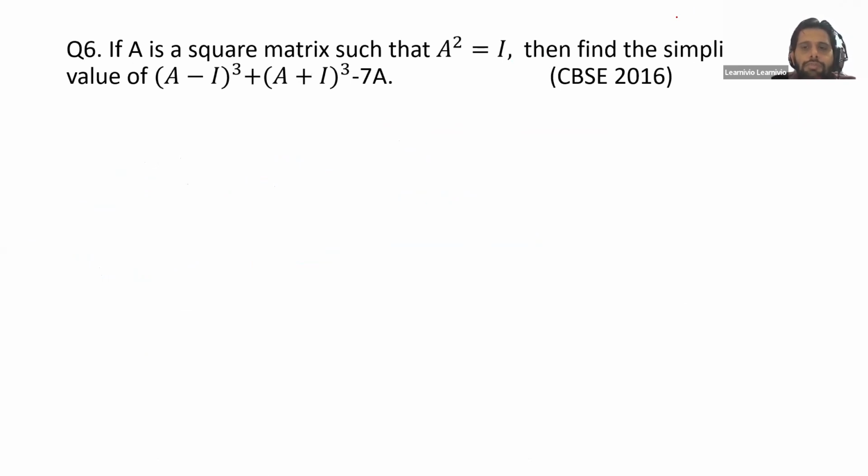Okay, so this question came in CBSE 2016. A is a square matrix, A square is equal to I. Then find the simplified value of this expression.